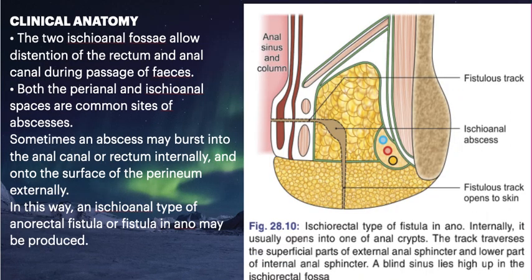So, coming to the clinical anatomy, the two ischioanal fossae allow distension of the rectum and anal canal during the passage of feces. Both the perianal and the ischioanal spaces are common sites for abscess formation. Sometimes an abscess may burst into the anal canal or the rectum internally, and or onto the surface of the perineum externally. In this way, the ischioanal type of anorectal fistula, or fistula in ano, may be produced.